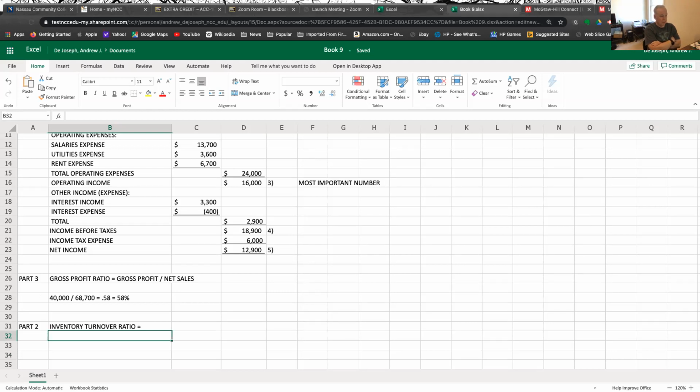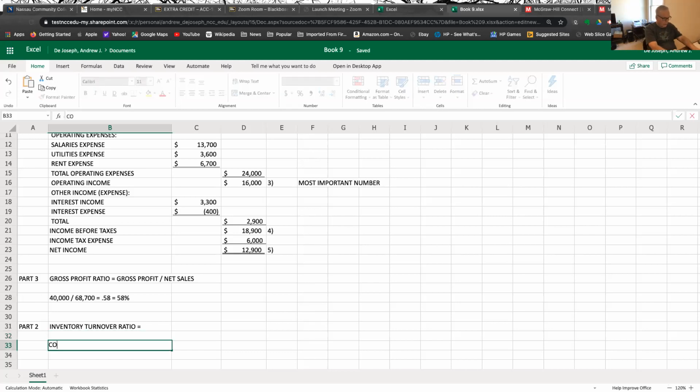Doesn't matter so much. But some items that are perishable, I want to make sure that I can sell them right away. So how do I calculate inventory turnover ratio? I take the cost of goods sold and I divide it by the average inventory.